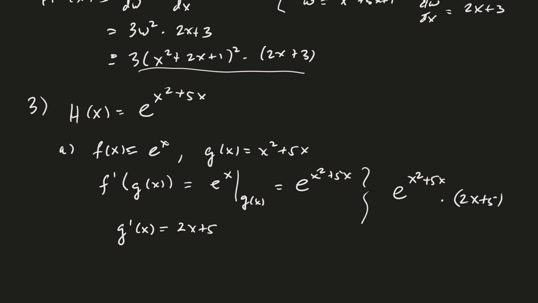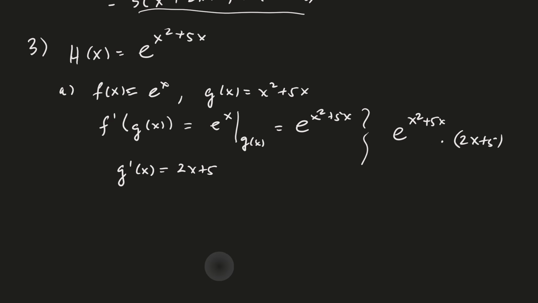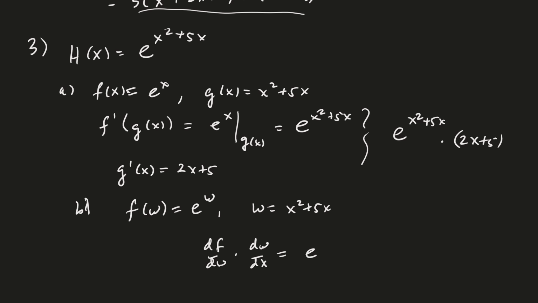Good. And similarly, we could have written that as f of w equals e to the w, where w is x squared plus 5x. And so then we could have df over dw times dw over dx is equal to e to the w times 2x plus 5, and then go ahead and back substitute again. And so again, you see we get the same answer either way.